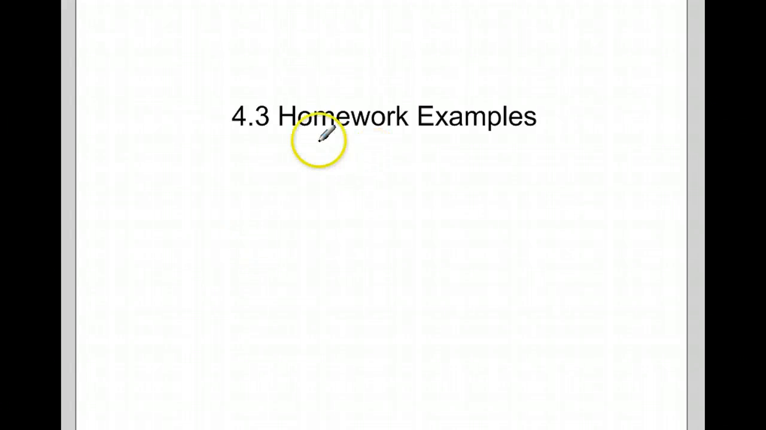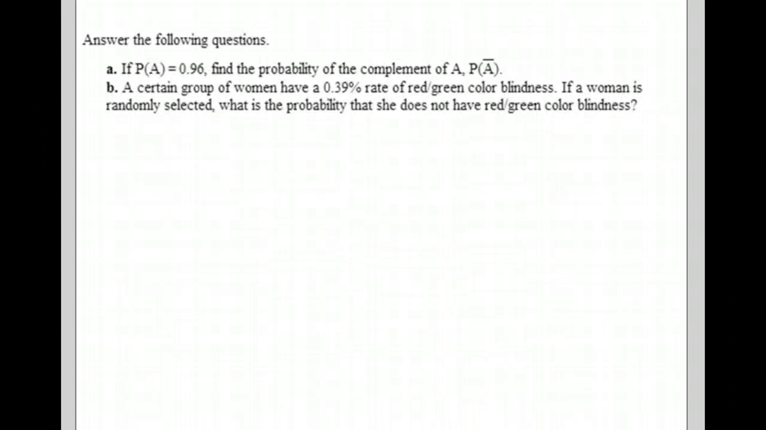Alright guys, these are some homework examples from 4.3. In 4.3, we're looking at the probability of multiple events being joined together with the word or, like the probability of A or B. So here's a question from your homework. We're also looking at complements here.